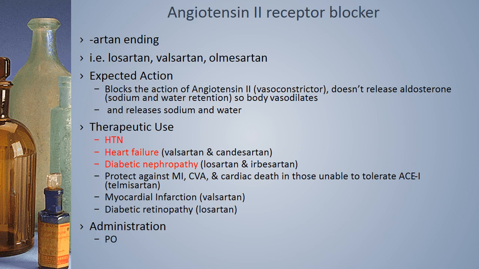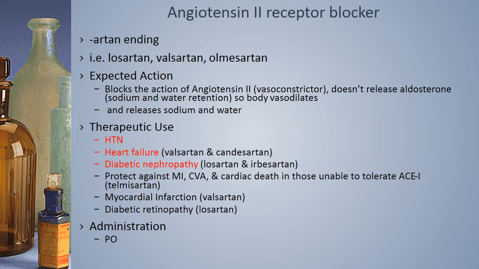So the therapeutic use is high blood pressure, heart failure, diabetic nephropathy. Certain ARBs are used for heart failure, valsartan and candesartan. And then for nephropathy, we have losartan and irbesartan. They also can protect against myocardial infarction, stroke, and cardiac death in anybody who's unable to tolerate an ACE inhibitor. For myocardial infarction, valsartan, and for diabetic nephropathy, losartan.